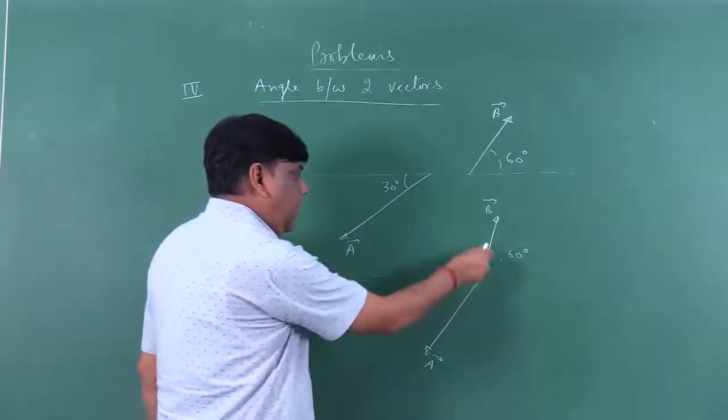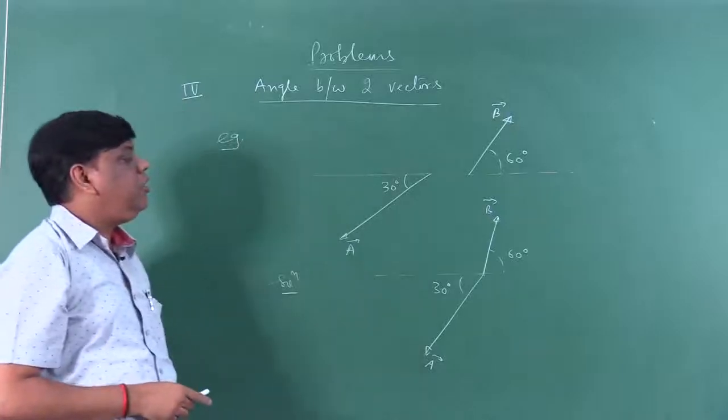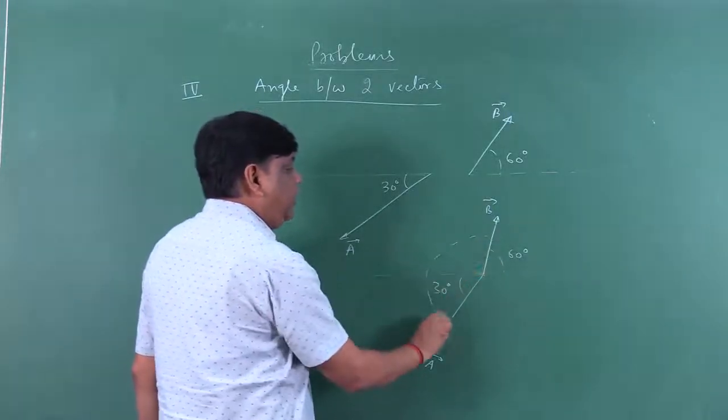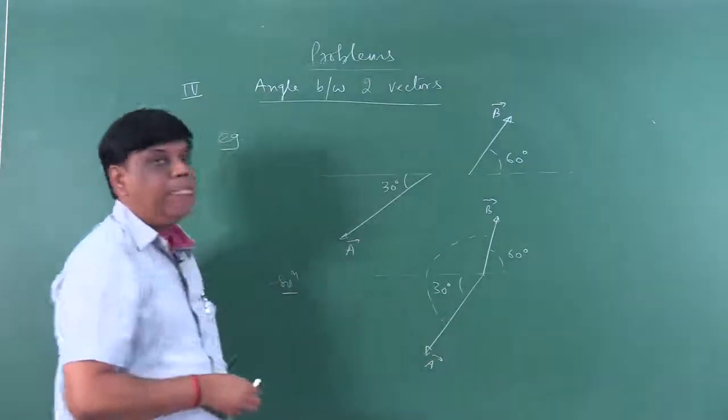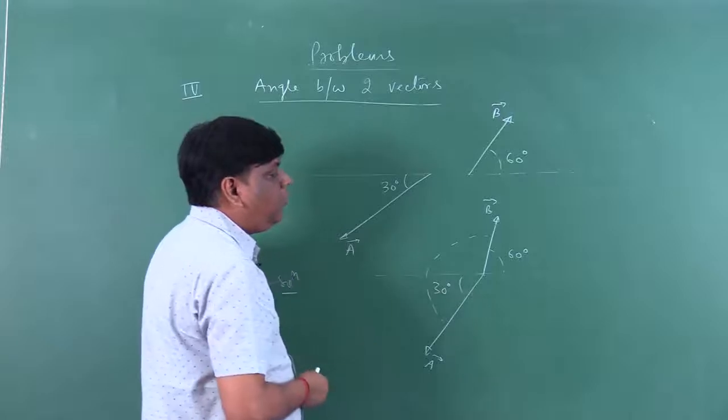So the angle can be either this one or from here. As we have studied, it is the smaller of the angles which we take. So this total angle will be the angle between A and B. Clear? So if we take this total angle, what is this equal to?